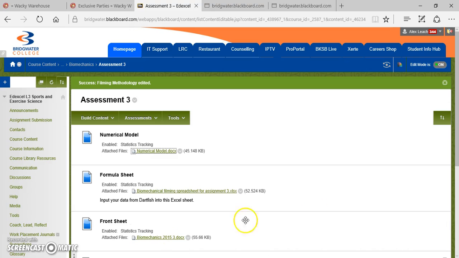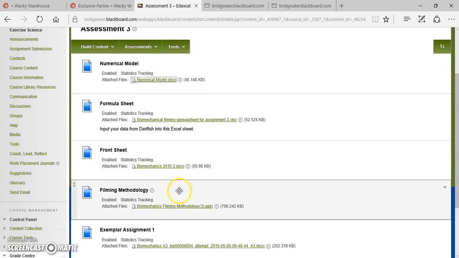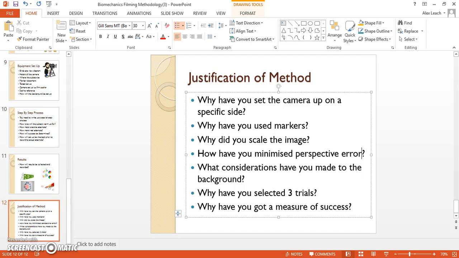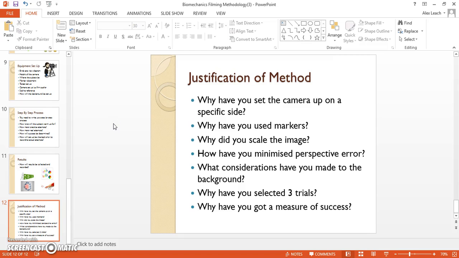So this PowerPoint is here on Blackboard. Now, justification of method. You answer these 1, 2, 3, 4, 5, 6, 7 questions, and you will get a merit. So this is the only reason I really put the exemplars on Blackboard. But we'll go through them quickly now.